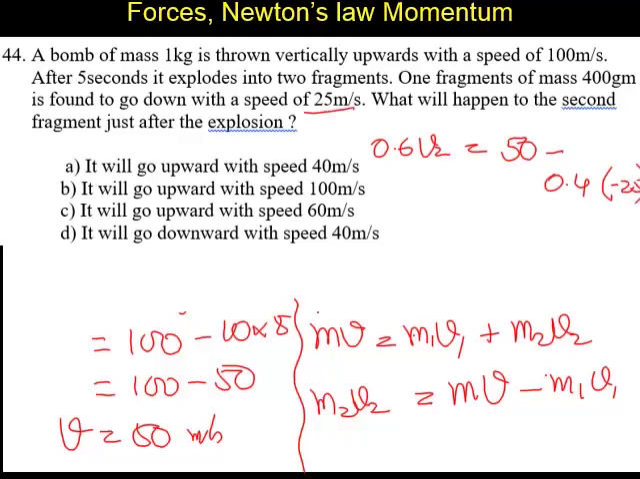So why is it minus 25? Because if the velocity going upward is taken as positive, then the velocity of the fragment going downward should be taken as negative. So 0.6 v2 equals 50 minus 0.4 into minus 25, that is 50 plus 10.